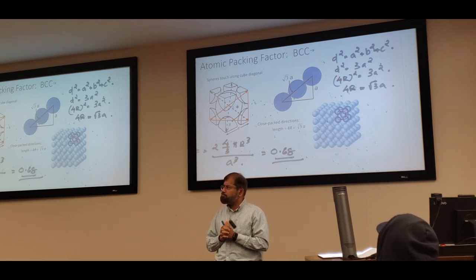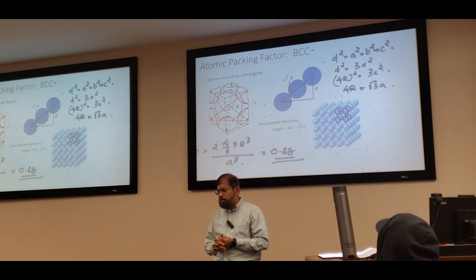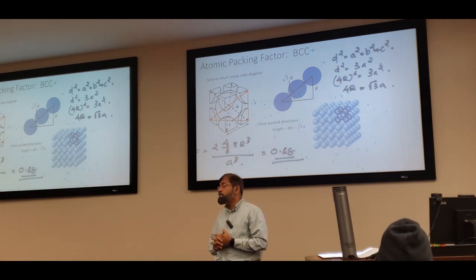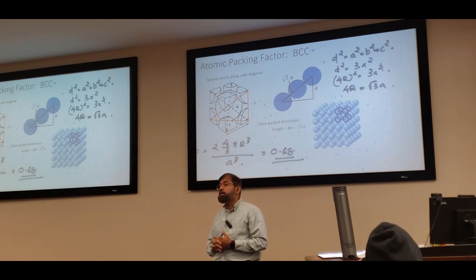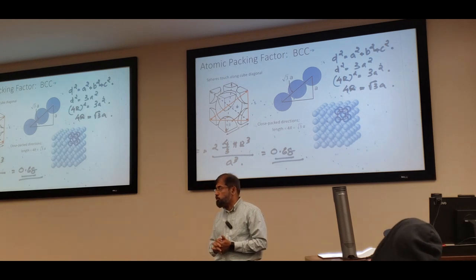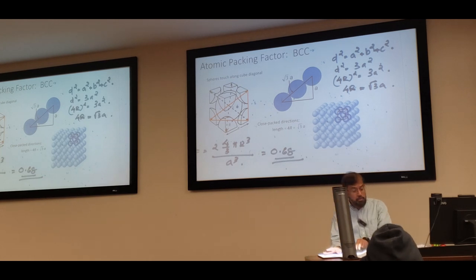Examples of the face-centered cubic structure are gold and silver. Chromium, and certain iron, alpha iron, the alpha phase of iron, is a BCC structure, an example of a BCC structure. But the most efficient close packing is the face-centered cubic structure.